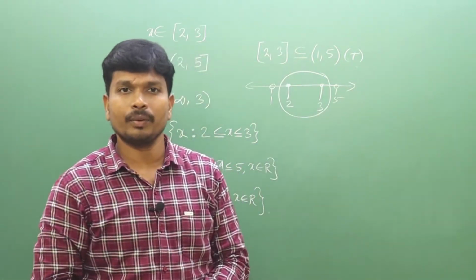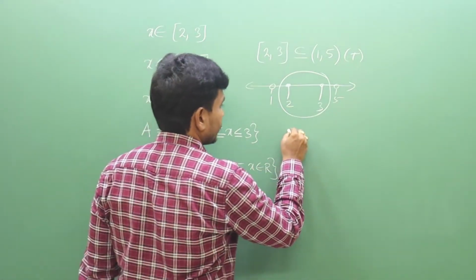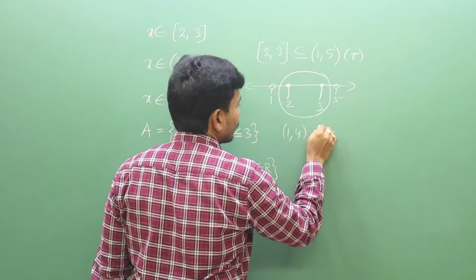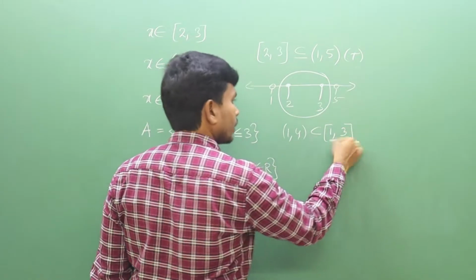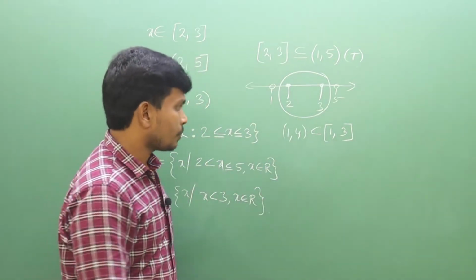One more I am giving you. Do it well. Shall we do another test? Do it. Open 1 comma 4. Open interval is a subset of closed 1 to closed 3. So is it a subset of it? Observe here.